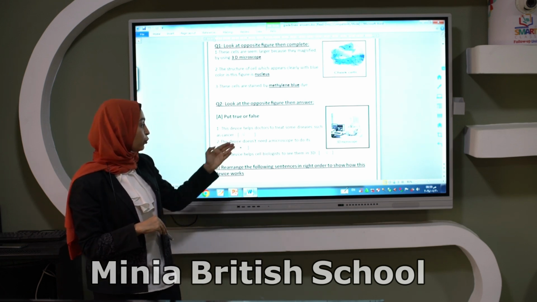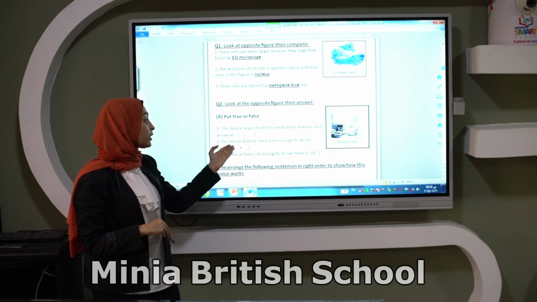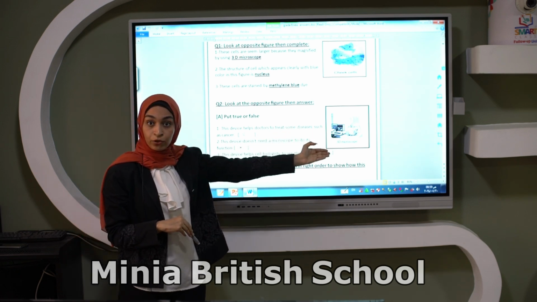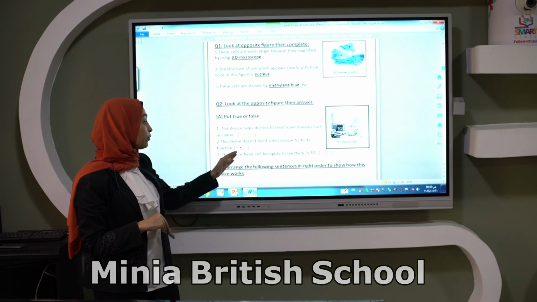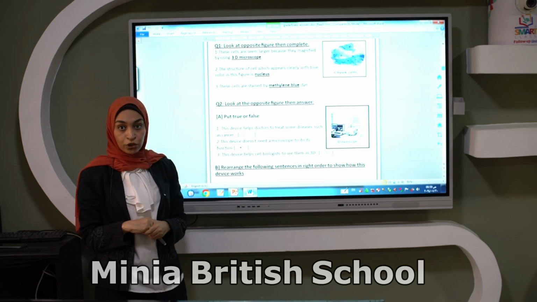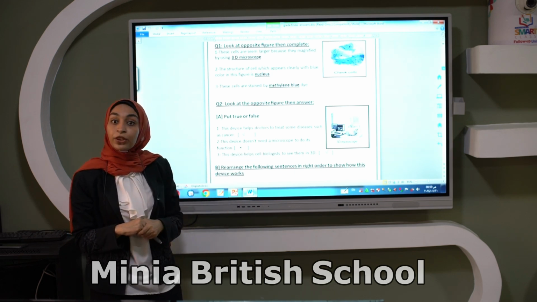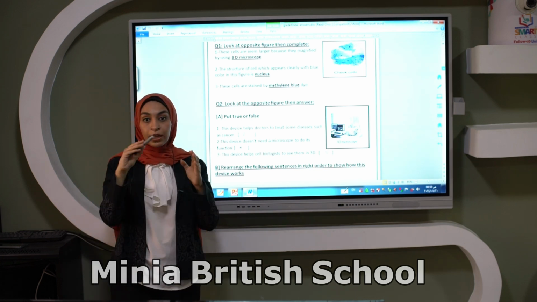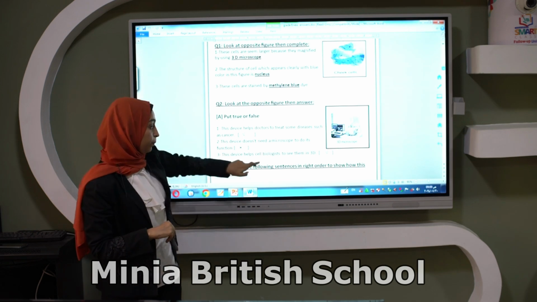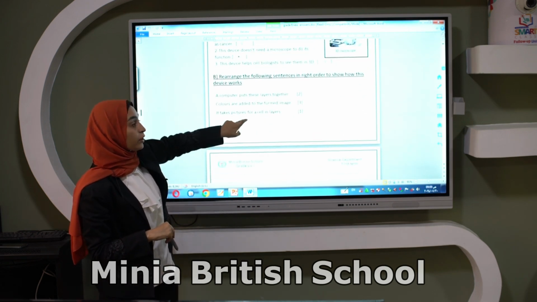In question 2, this device helps doctors to treat some diseases? Yes, it will be true. Number 2, this device doesn't need a microscope to do its function? Of course not. This device helps cell biologists to see them in 3D, yes, 3 dimensions, which are sides, top, and layers.